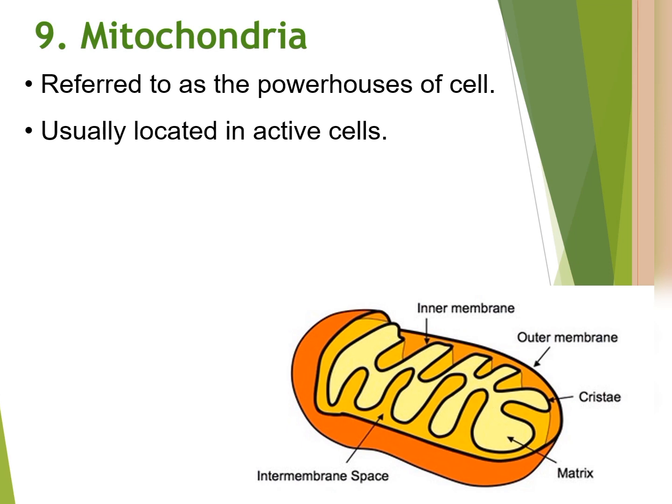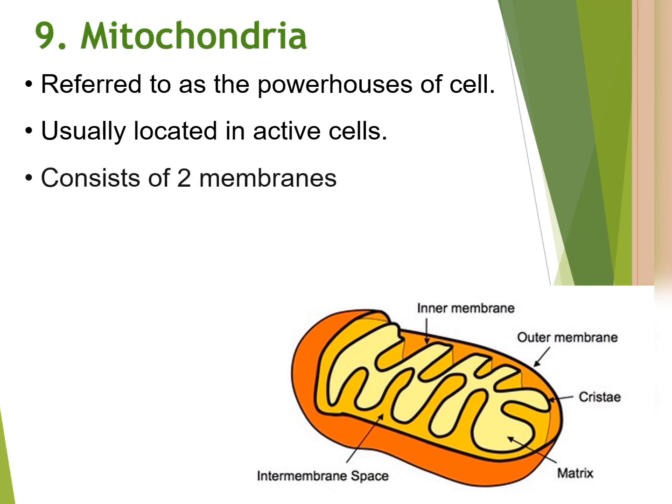Active cells, such as those found in the muscles, liver, and kidneys, which use ATP at a high rate, have a large number of mitochondria. For example, regular exercise can lead to an increase in the number of mitochondria in muscle cells, and this allows muscle cells to function more efficiently.